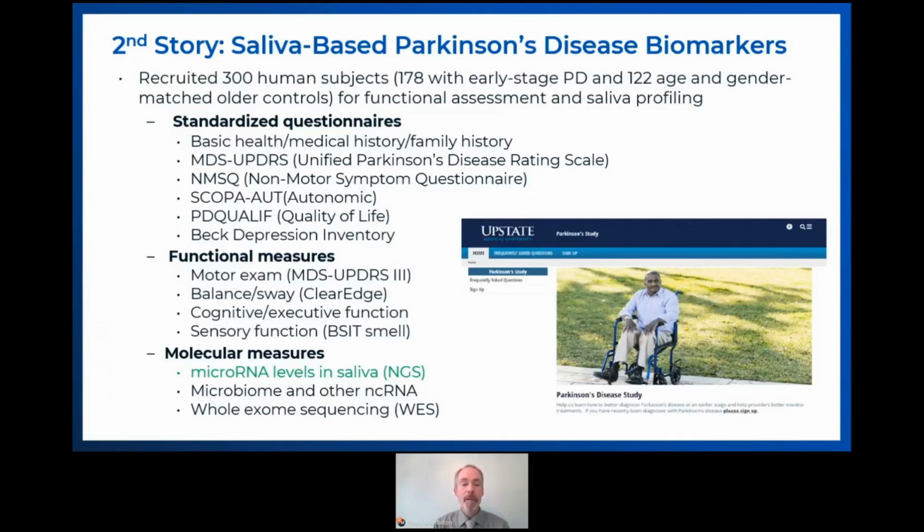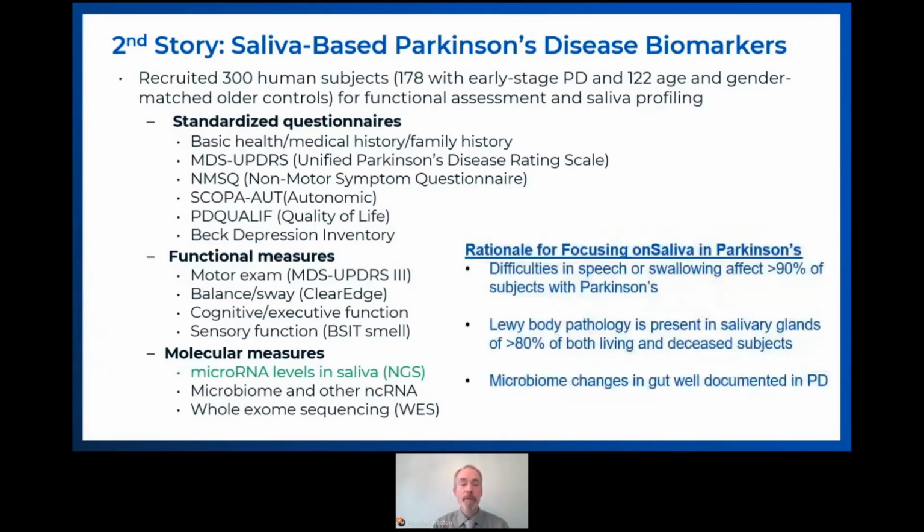Now, there's additional rationale for focusing on saliva in Parkinson's disease. And one of those is that most subjects with Parkinson's disease have difficulty in speech or swallowing. It's also the case that the pathology of Parkinson's disease, alpha-synuclein inclusions, which form Lewy bodies, has been shown to be present in salivary glands of most living subjects who participated in a biopsy study, as well as deceased subjects.